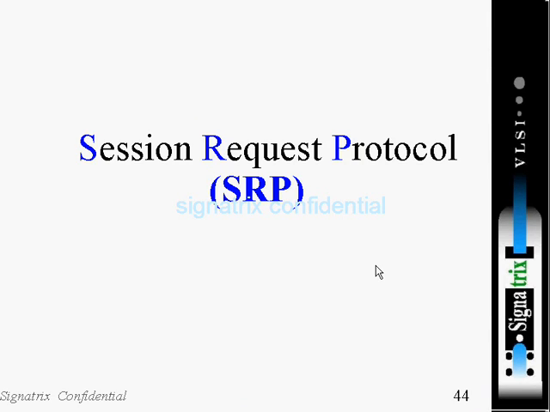Next, we are going to see about the session request protocol. We know that in OTG there are two important protocols. The first one is HNP, host negotiation protocol. The second one is the session request protocol. So far we have seen HNP, host negotiation protocol. Now we are going to see about the session request protocol.